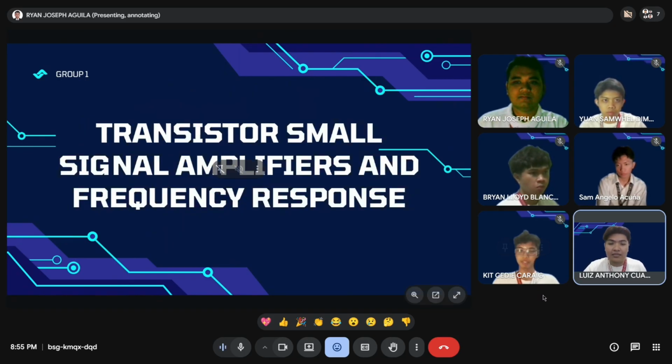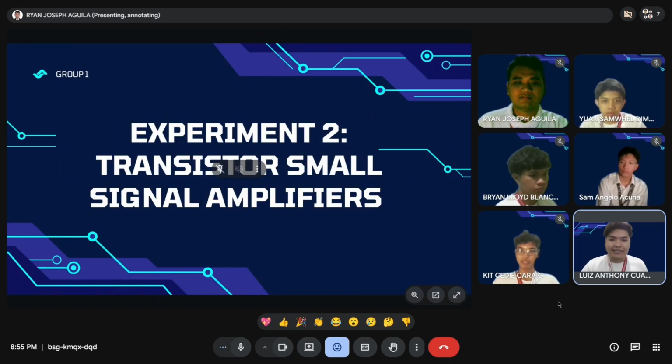This is the transistor small signal amplifiers and frequency response. Next slide. For Experiment 2, first is the transistor small signal amplifiers.